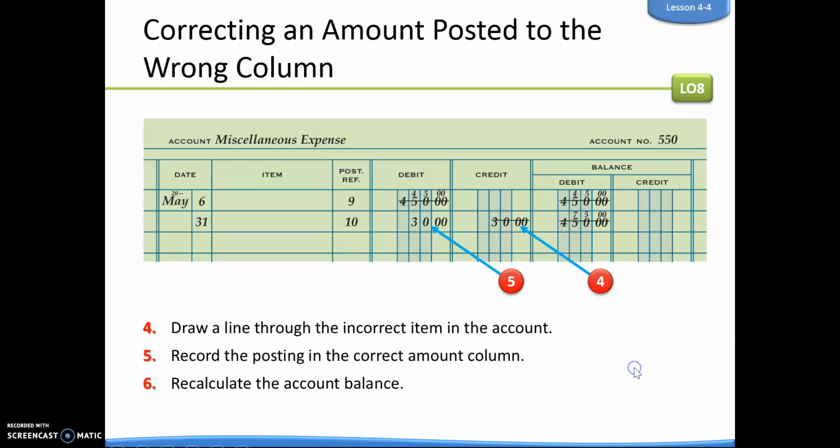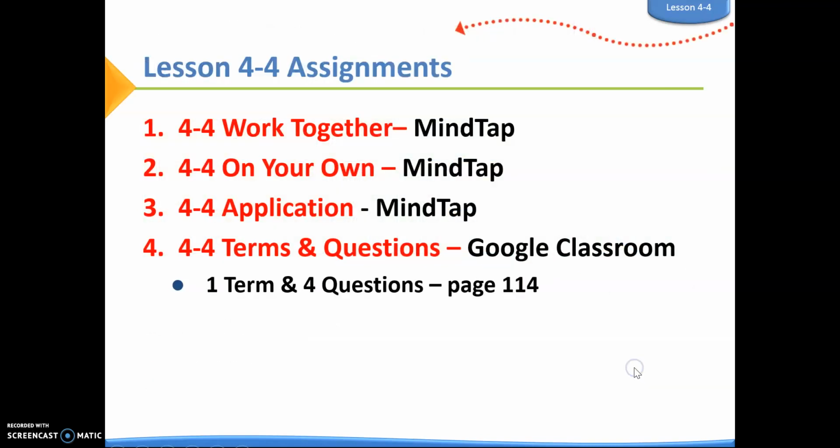So that's what we just talked about here. All good. And so really, this is a pretty simple lesson. Just we'll head over to our 4-4 in MindTap and do our work together, where we will fix a couple of correcting entries. I'll meet you over there.